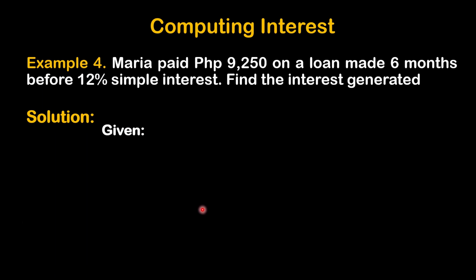So, in this case, ang given natin dyan ay, of course, we have the future value, which is 9,250 pesos because this is the amount that Maria paid on a loan made for 6 months before 12% simple interest. So that means this is not our principal, but our future value. Of course, we also have the rate of interest, which is 12%. So, ang gagawin lang natin dyan is i-convert natin to the decimal. So, divide natin si 12 by 100, and that is equal to 0.12.